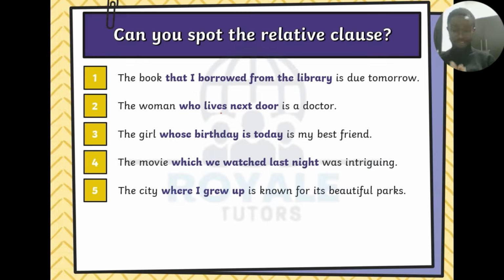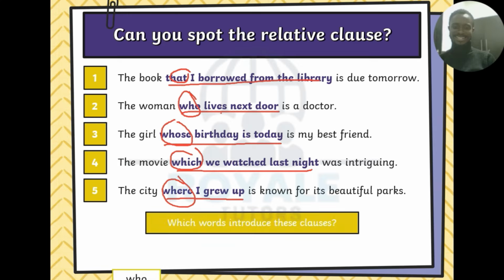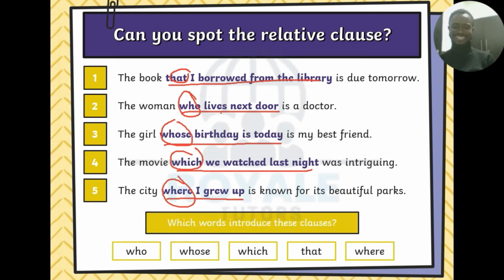Which words introduce the relative clause? These are the relative clauses, right? Now, in these underlined expressions, which are the relative clauses, which word introduces them? That's okay: who, whose, which, and where. Let's see if we're right. Yeah, we got it.